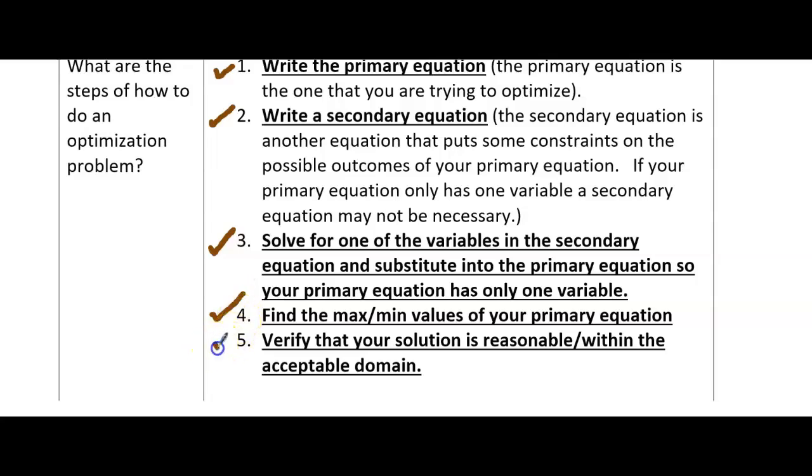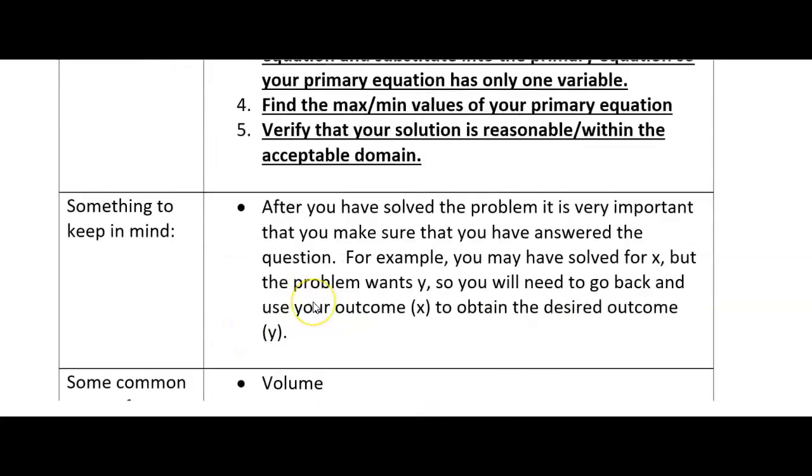You do want to make sure at the end, of course, anytime you're doing word problems, that your answers are reasonable and within an acceptable domain. But for the most part, steps 1 through 4 will cover our tracks pretty well.